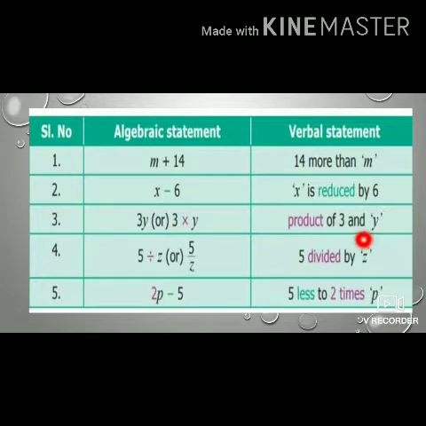5 divided by z or 5 by z. 5 divided by z. 2p minus 5. Here 2p represents what? Multiplication. Minus 5. 5 less than 2 times p. 2p means what? 2 times p.